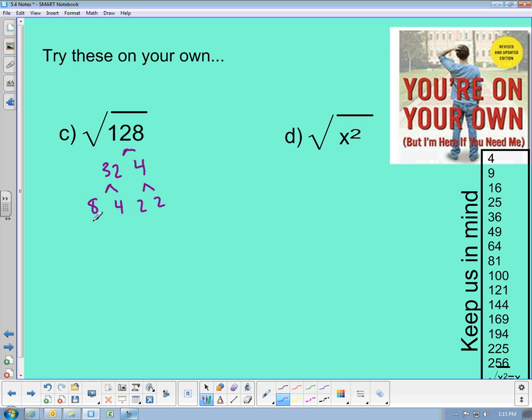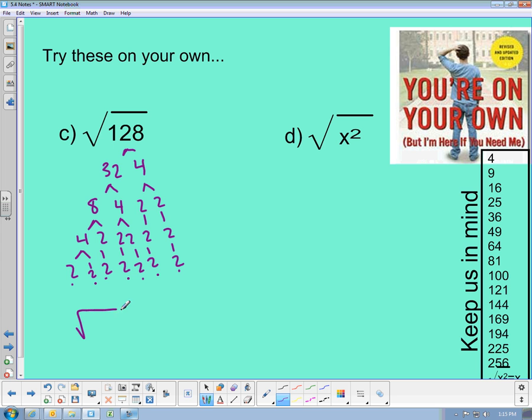So if I take a look at 8, 8 breaks down into 4 and 2. This 4 is 2 and 2. I'll keep these coming down. And this 2 one more time is 2, 2, that's a 2, that's another 2, that's another 2, and that's another 2, and another 2. So look at the factors of 2 that you have underneath here. You have 1, 2, 3, 4, 5, 6, 7 of them.